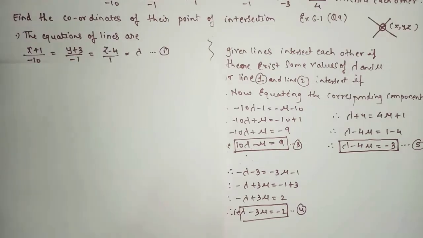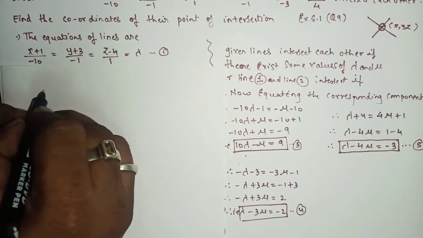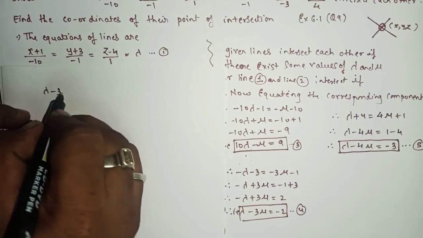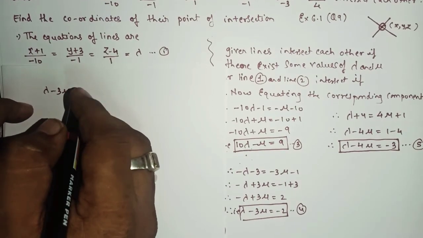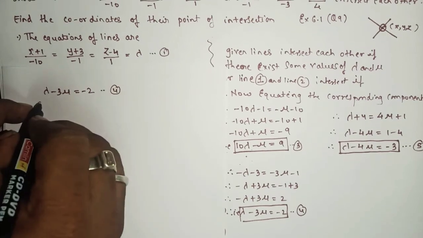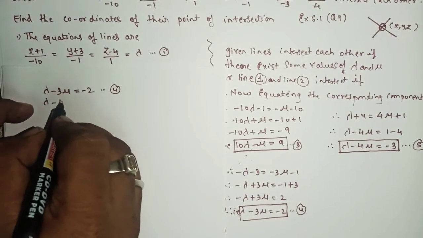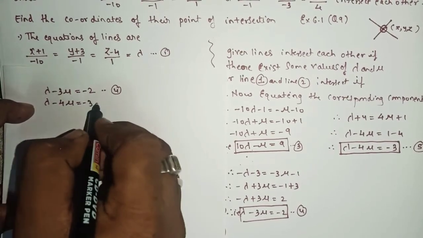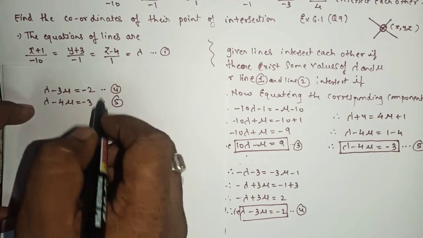So here the fourth one is what? We'll write the equation. The fourth one is lambda minus 3 mu equals minus 2. And the next one is lambda minus 4 mu equals minus 3. So now we'll subtract.